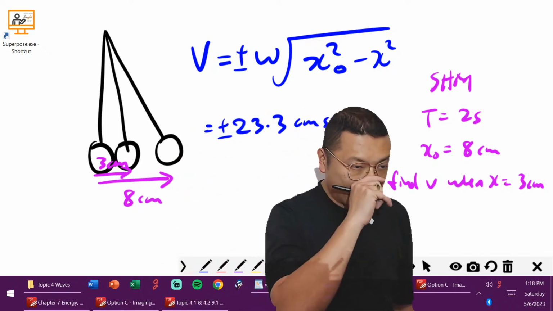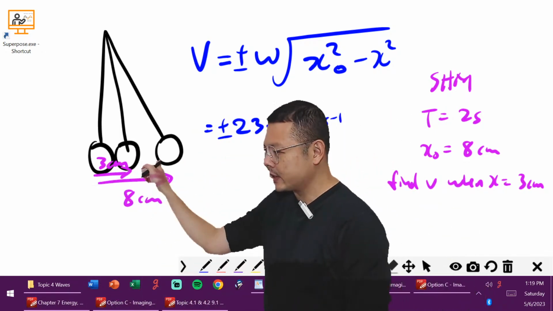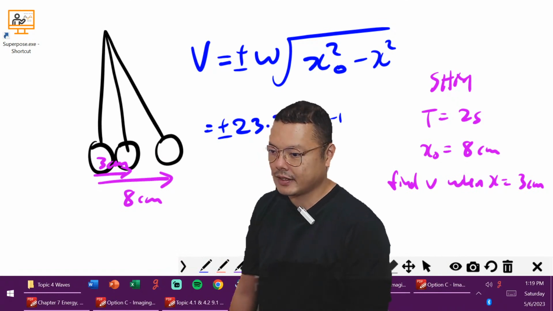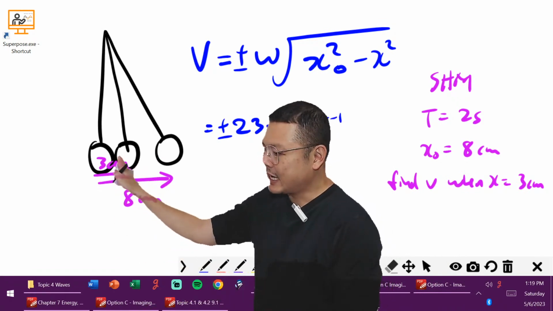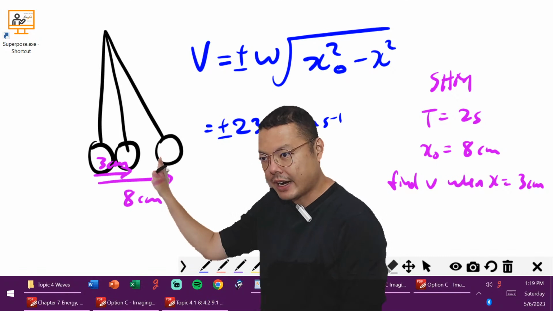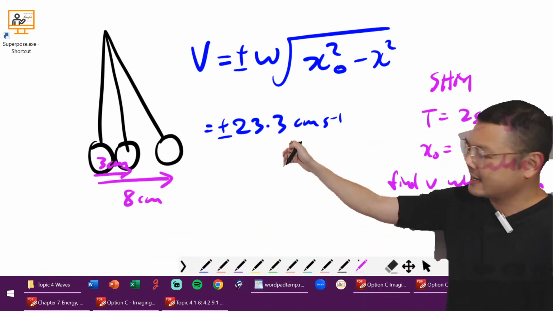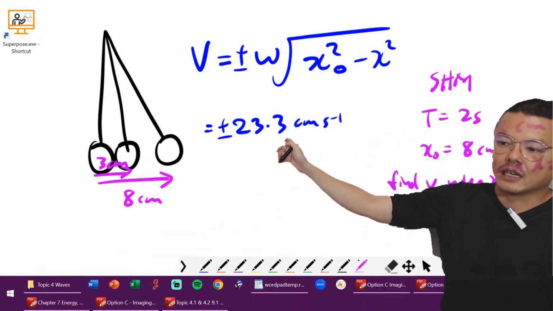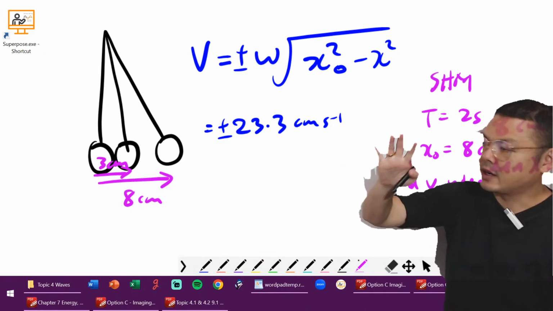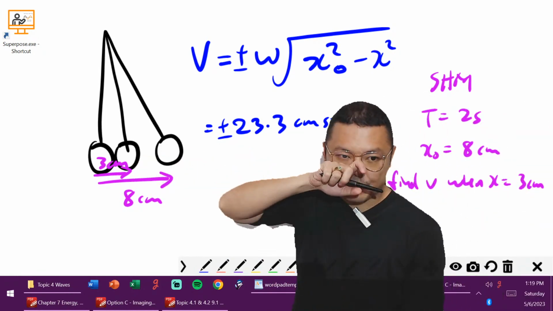You actually can't tell whether this pendulum is still going towards the right side or is coming back from the left side. You can't tell whether it is going towards the right or towards the left. That's why your answer has to be left as plus minus, because you can't tell unless I give you more information.